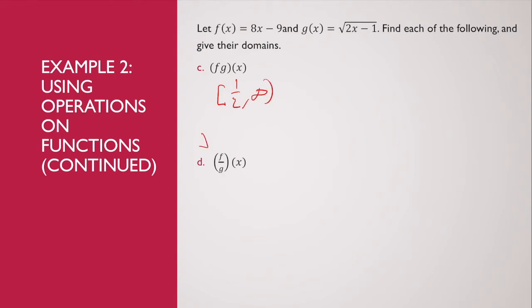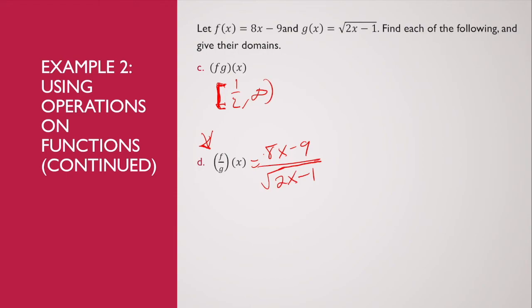When it comes to the quotient, we also have to exclude when our denominator would be equal to 0. So I have this, this is going to be 8x minus 9 over the square root of 2x minus 1. So if I took the intersection before, I would have from 1/2 to infinity would be my domain.